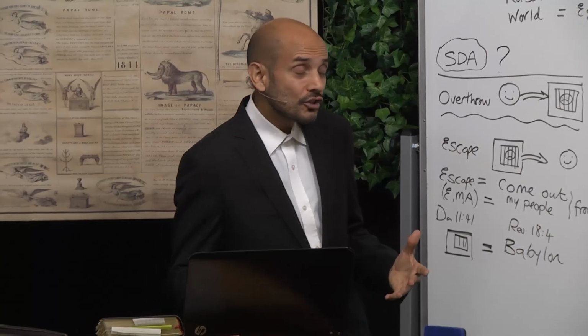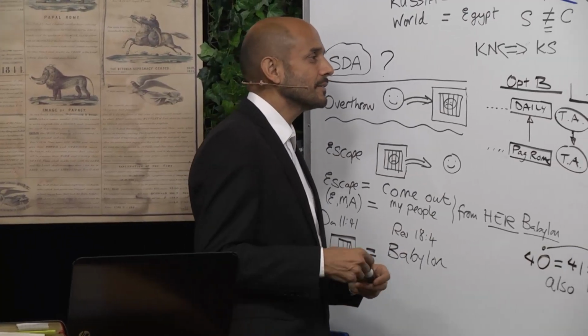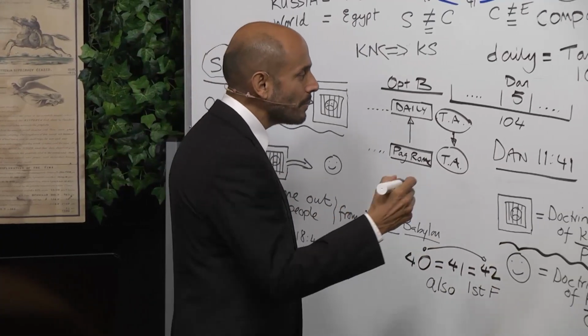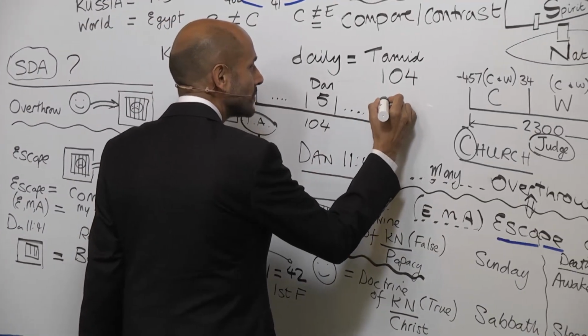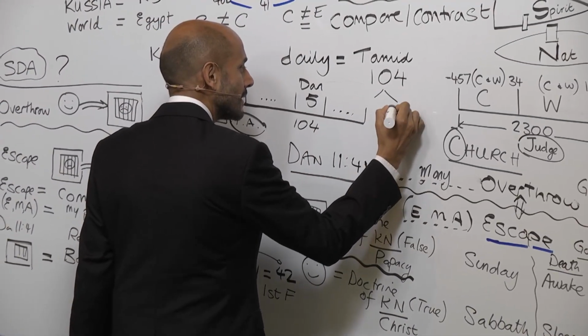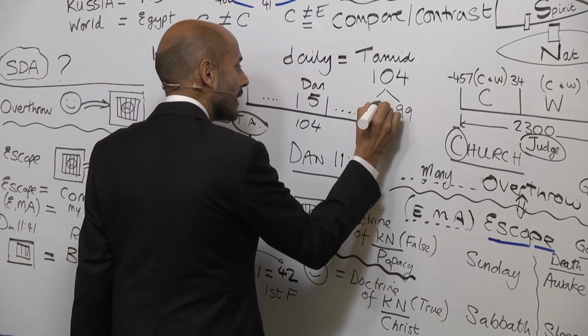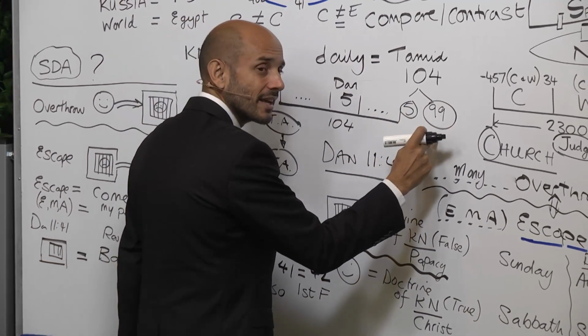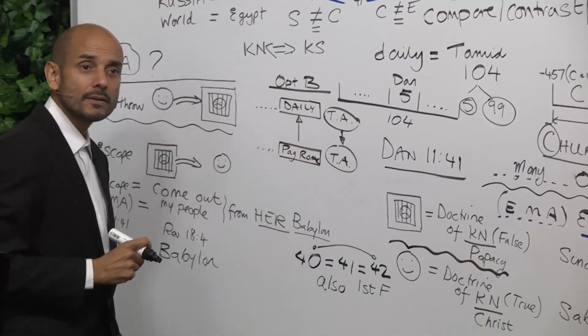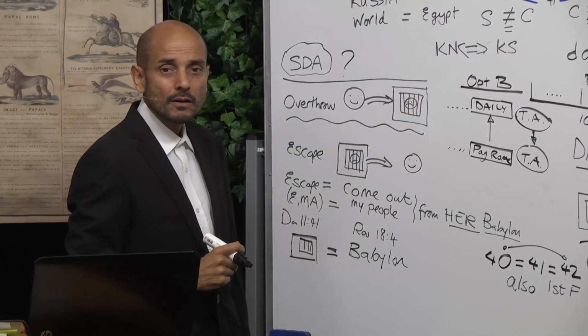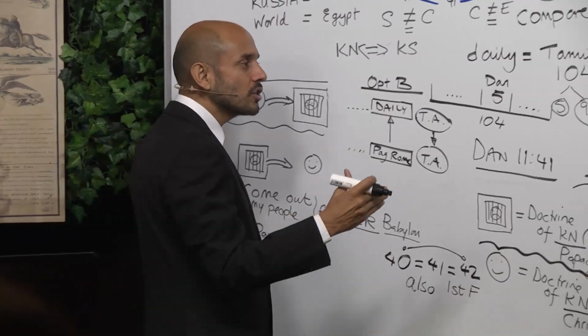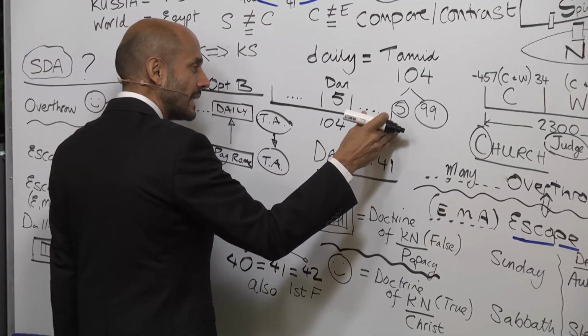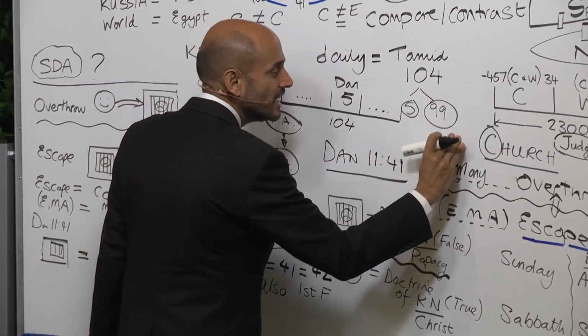Because of the following reason. What about those other 99 times? Why could he not proof text them here? Why could he not go to the book of Daniel and say the word daily, let me find it in one of these verses?